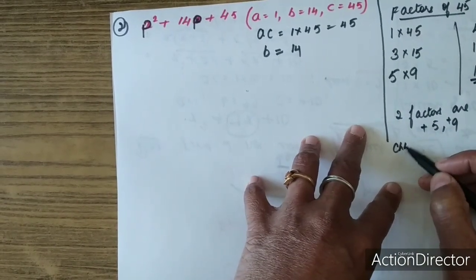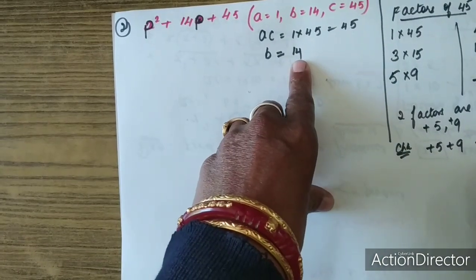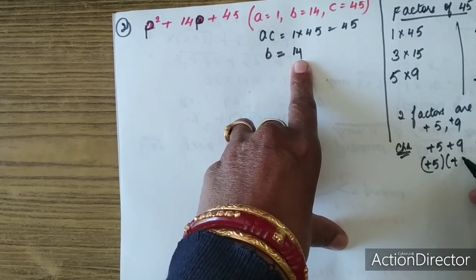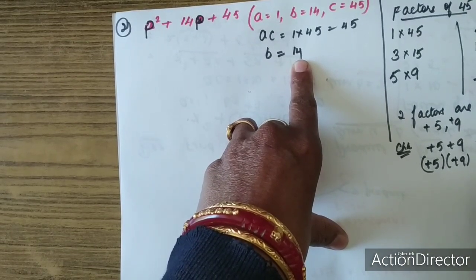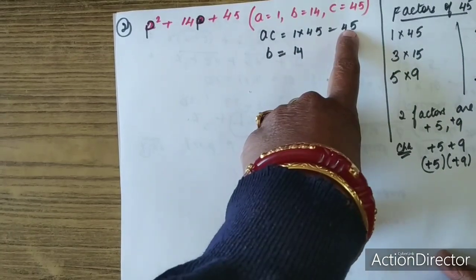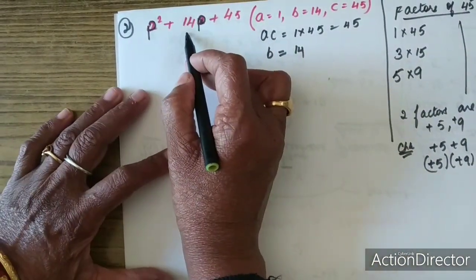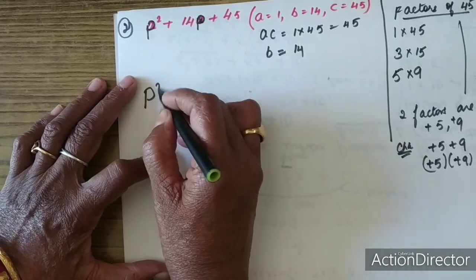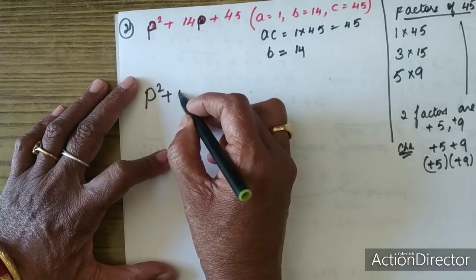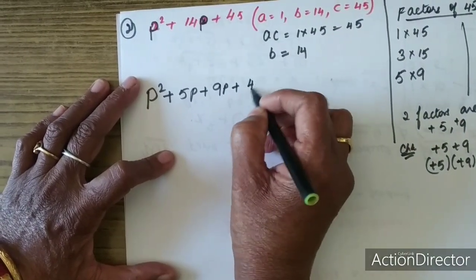So, let me do the checking. Plus 5 plus 9 is equal to plus 14, plus 5 into plus 9 is equal to plus 45. So both the conditions are true. I am getting 45 also, I am getting 14 also. Now let me split the middle term as p square. What are my two factors? Plus 5 and plus 9. So, p square plus 5p plus 9p plus 45.